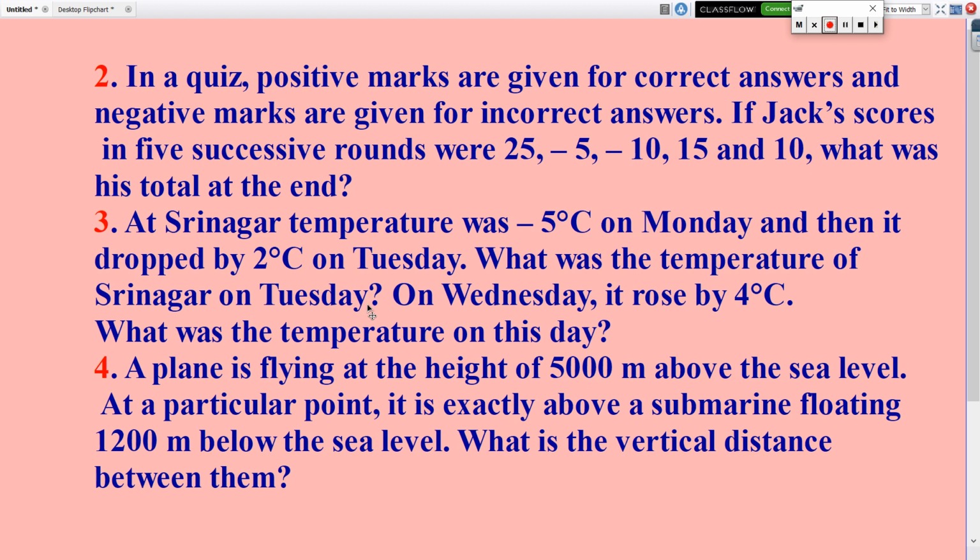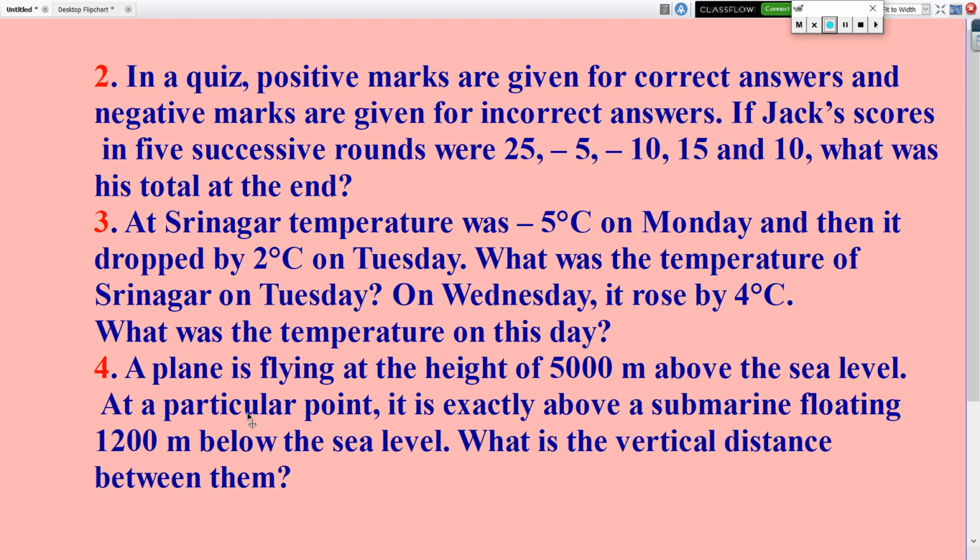From -7, it again goes up by 4 degrees Celsius. So -7, -6, -5, -4. So 4 degrees means it will reach -3 degrees Celsius. What was the temperature on this day?